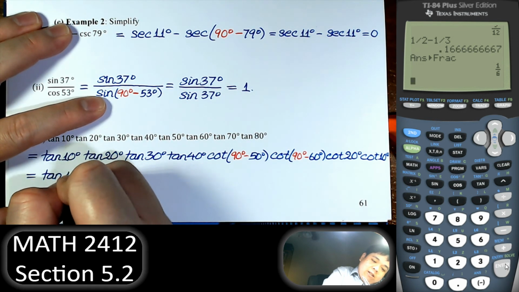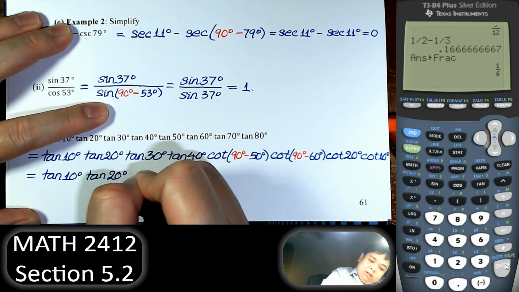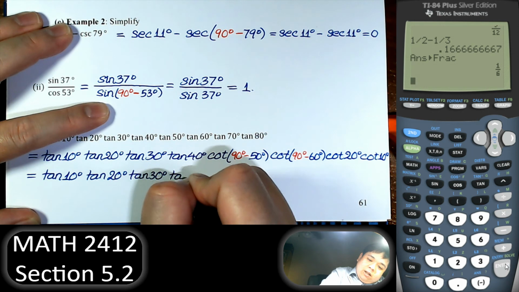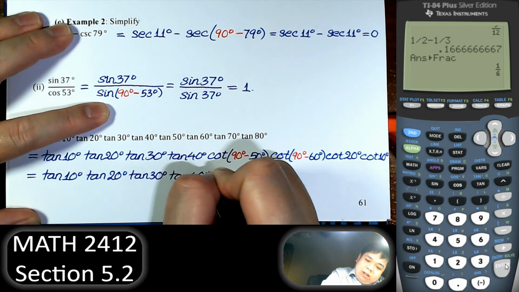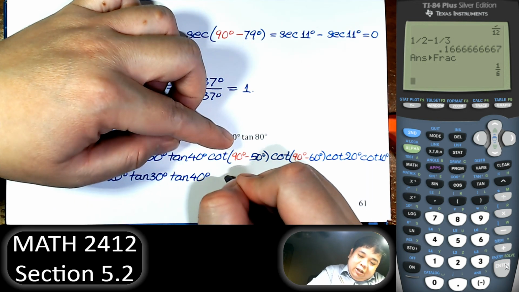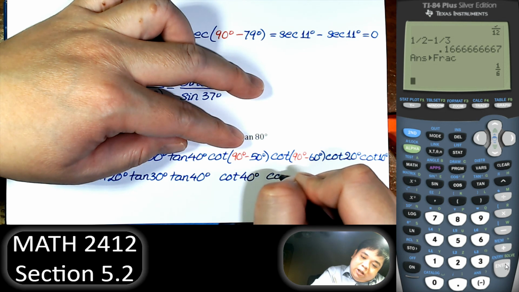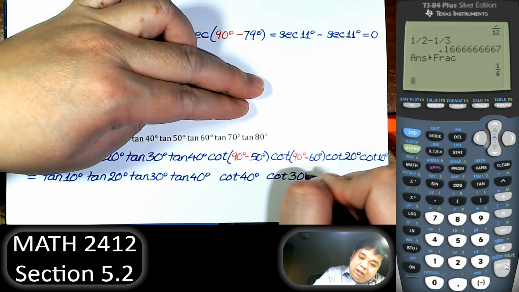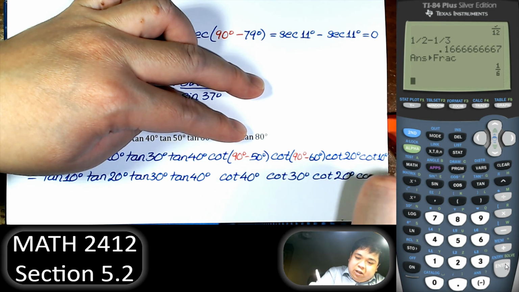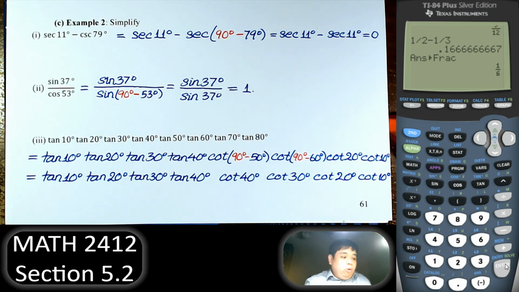Let's just rewrite this. Tangent of 10, tangent of 20, tangent of 30, tangent of 40. We skip. Now we have cotangent of 40, cotangent of 30, cotangent of 20, and cotangent of 10. So what we just used is the co-function theorem.